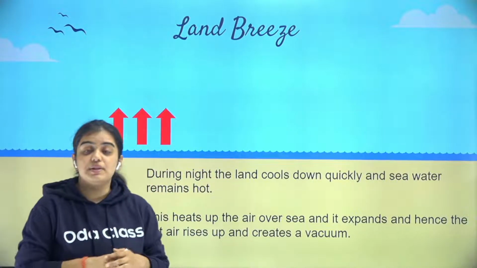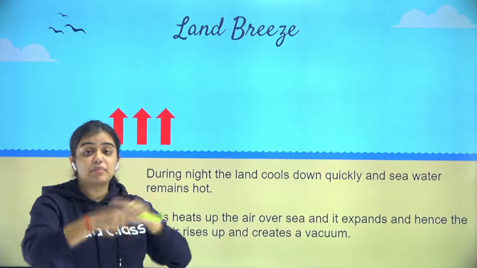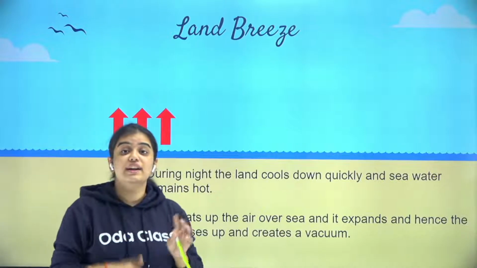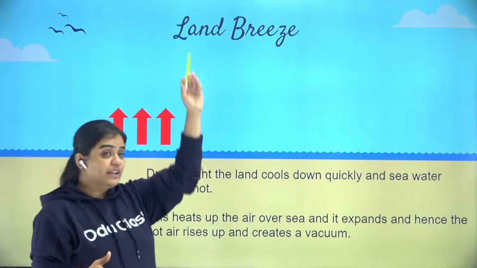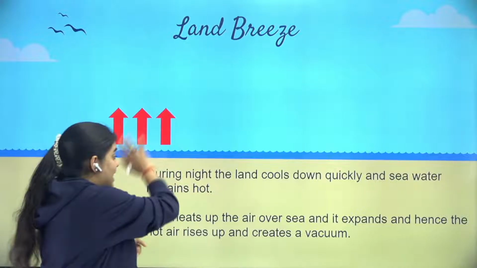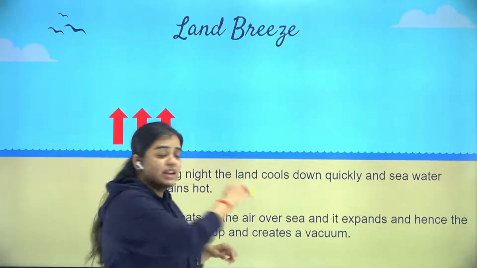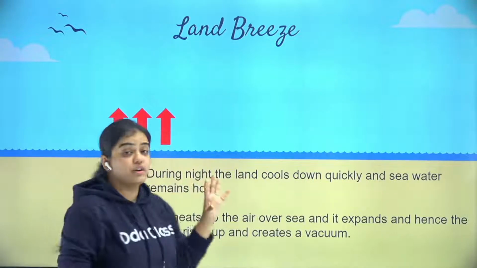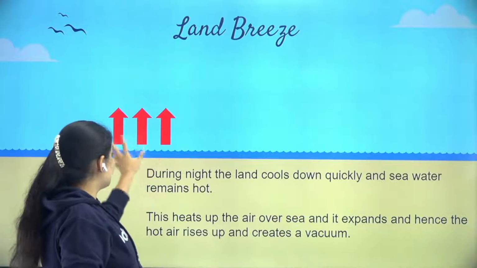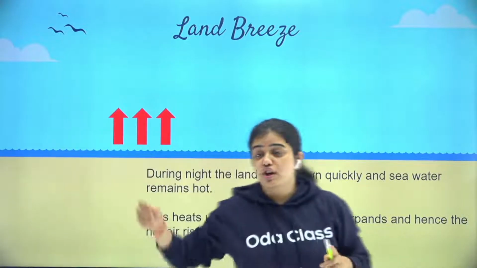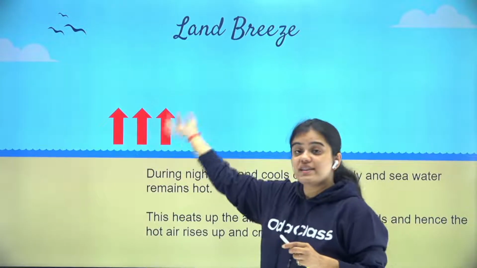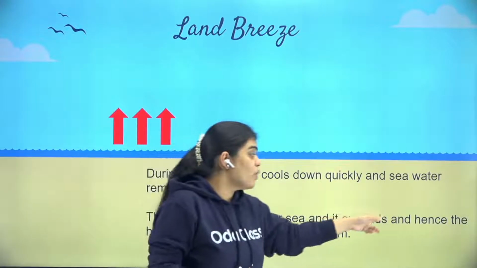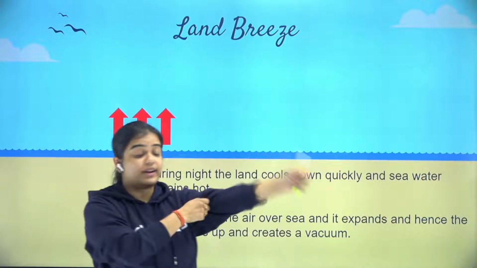As I told you in the sea breeze, when the sun shines, the temperature of the land changes very quickly. But the temperature of water changes slowly. Now the sunset has happened, it's night time. During the night, land has cooled down again, but your sea water remains hot. So the hot air is going up. Now when I say this, that means the heated air over the sea expands and rises.